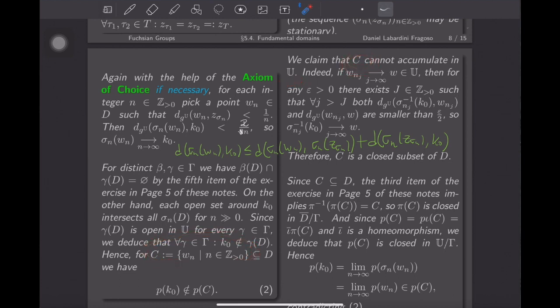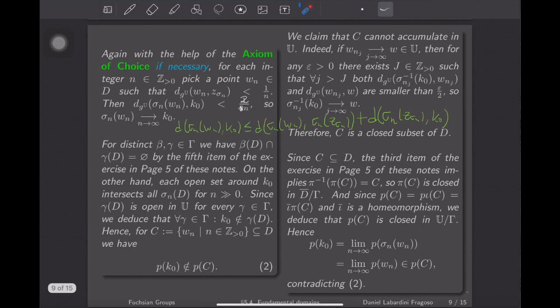Right? So it cannot accumulate. So if it doesn't accumulate, it has to be closed. If it were not closed, there would be some accumulation point not belonging to it. But then there would be an accumulation point. Okay, so it's closed. And now, on the other hand, you see C consists of all these Wn's, so it's in particular a subset of D.